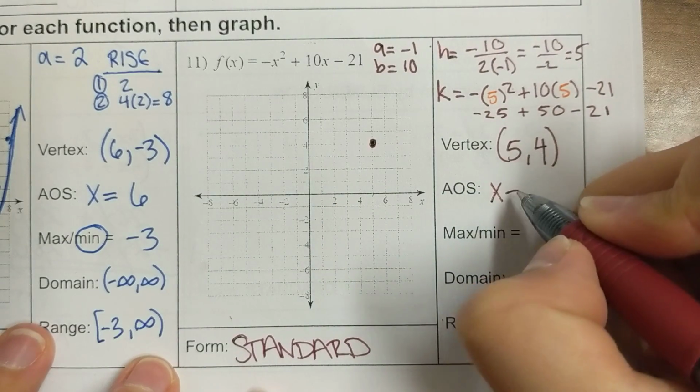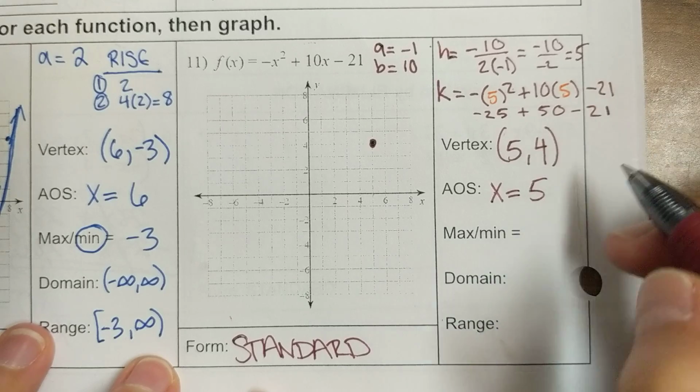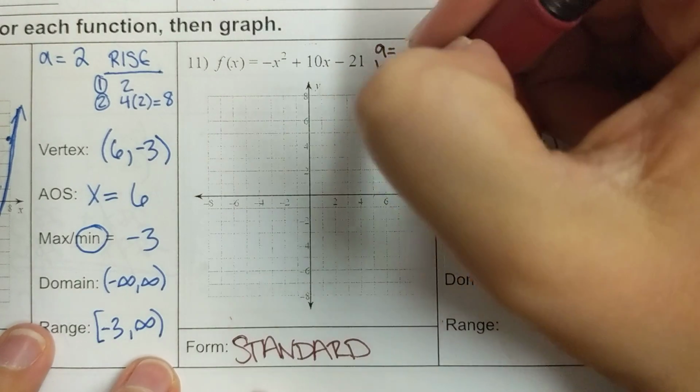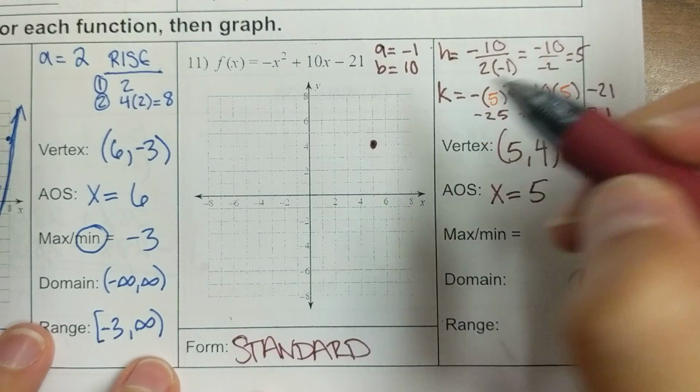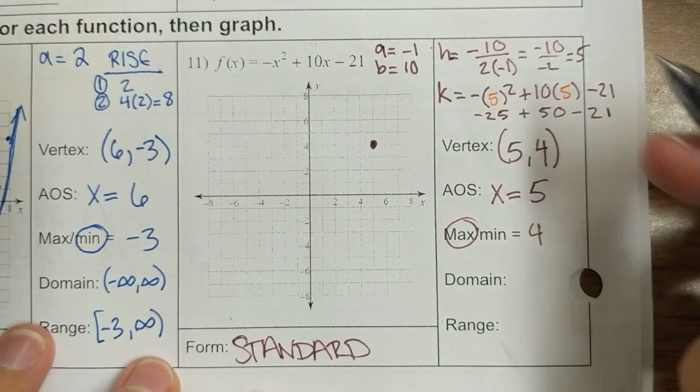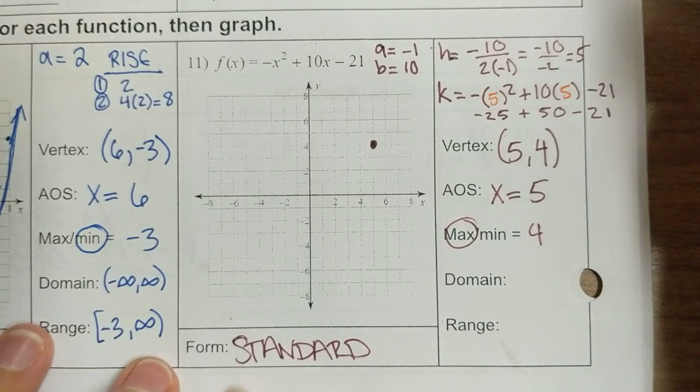The axis of symmetry is x equals h, which is 5. a is negative, so we're opening down, so we have a maximum value this time. That maximum value is k. Let's graph it before we write our domain and range.